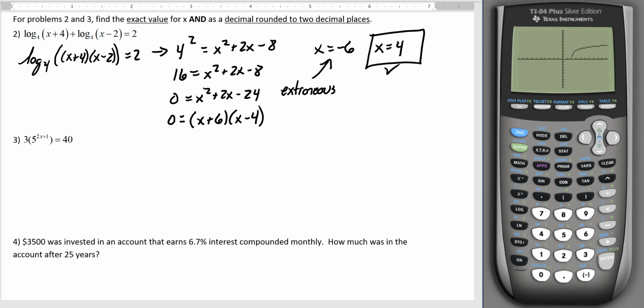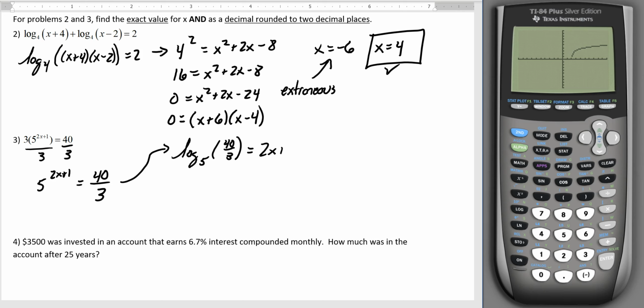So let's look here. To solve this one, it's an exponential equation, so I'm going to need to convert it to a logarithm. To do that, I need to get the exponent all by itself, so 40 over 3. So I will get 5 to the 2x plus 1 equals 40 thirds, and then I can convert this to a logarithm. So this would be log base 5 of 40 over 3 equals my exponent of 2x plus 1. I can subtract 1 and then divide that all by 2, and that is what x would equal.